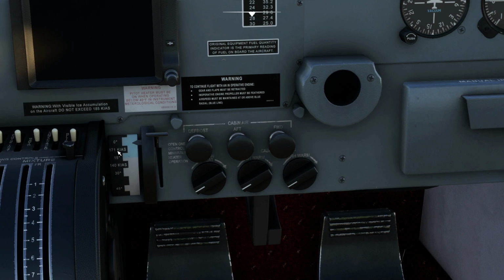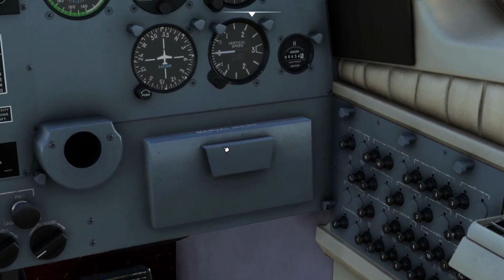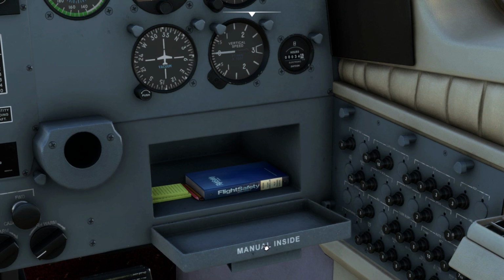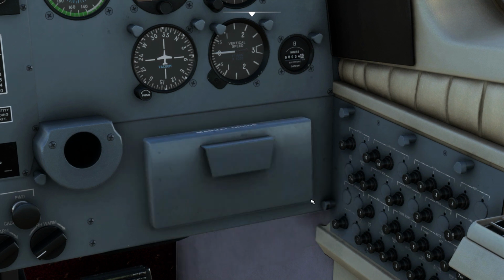So basically, if you are under 171, you can do flaps 15 and add some drag to your aircraft when you're descending. 171 is quite a high speed, but it helps, this is quite an aerodynamic aircraft, so it's quite slippery. Okay, manual inside, yeah, of course.